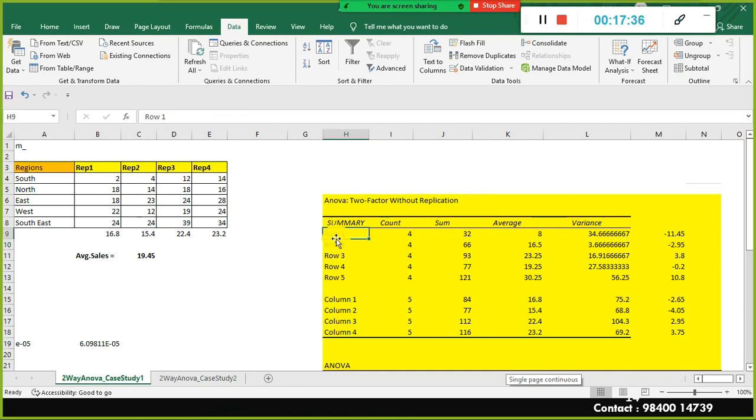Here are row 1, row 2, row 3, row 4, 5. These are all related to my regions, and column 1, column 2, column 3, 4 are related to my reps. Here it gives you the summary, right? So the count of how many columns are there in row 1, and row 2. We have 4 columns. If you sum all these values in row 1, you get 32.